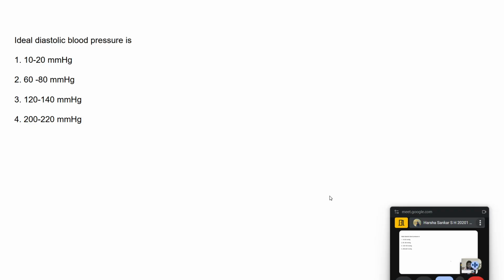Ideal diastolic blood pressure is. So it's about diastolic, not systolic. Diastolic is the pressure just before the contraction, not during the contraction. So it will be what range? Option 1, 10 to 20 mmHg. Option 2, 60 to 80 mmHg. Option 3, 120 to 140 mmHg. Option 4, 200 to 220 mmHg. So what is the correct answer?